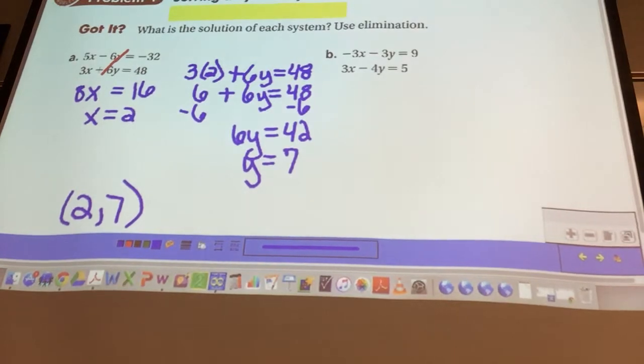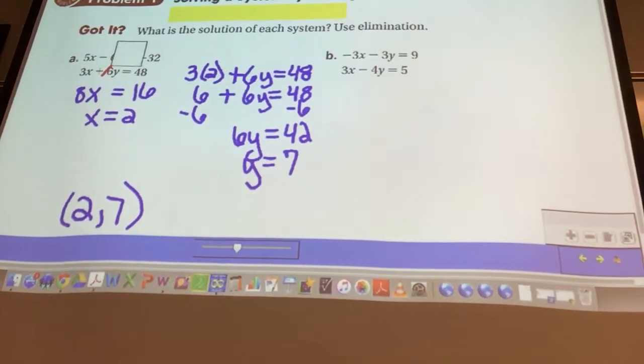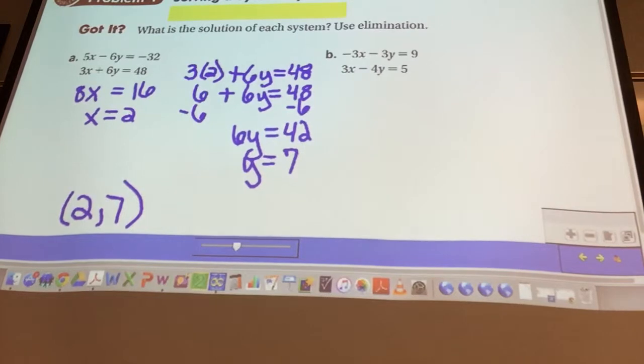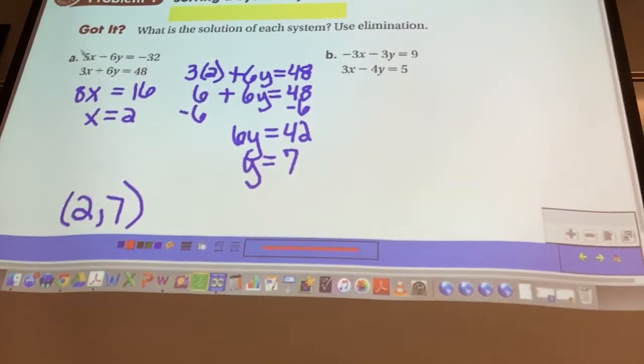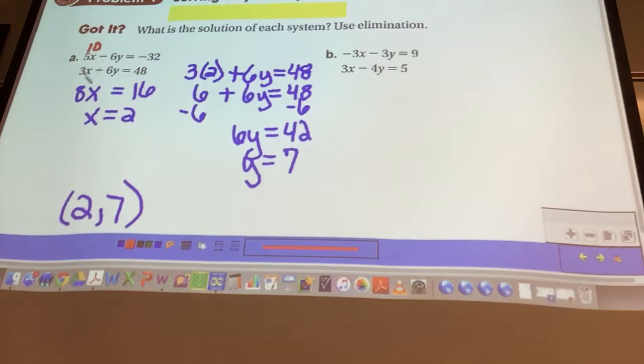Alright, we still have to check it. You always have to check it. When I'm taking a test or quiz, even when I'm doing problems just for practice, I still plug it in and check it just quickly up here. X is 2. So this would make 10, and this would make what?